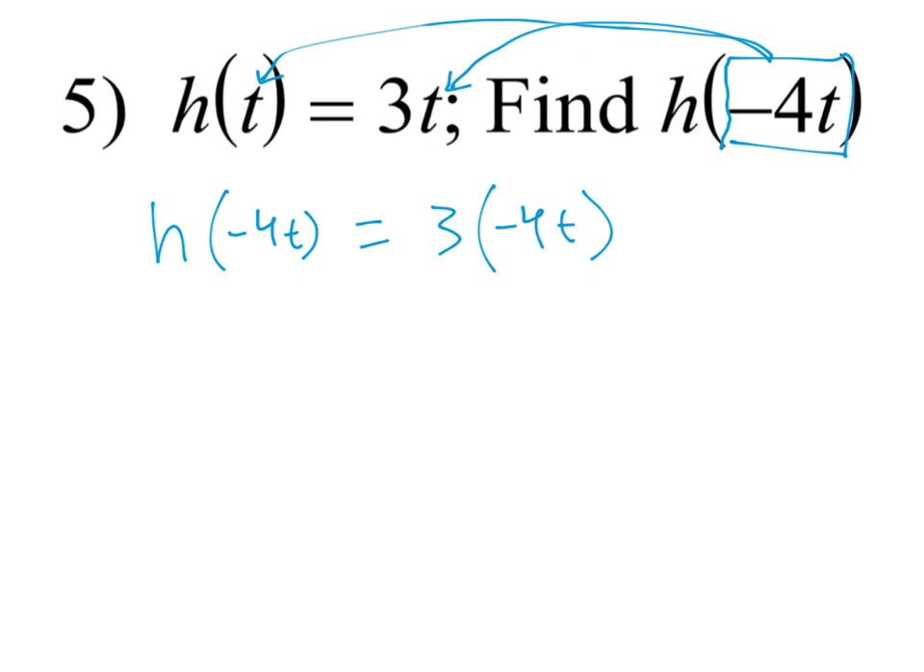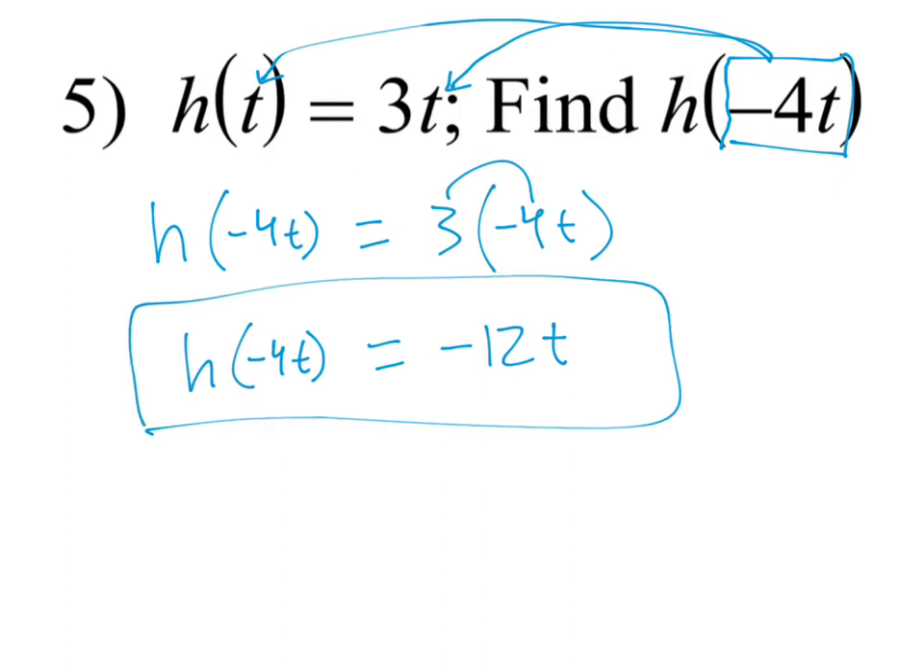And now we need to evaluate this. So h of -4t equals, well, if you have parentheses, the way you get rid of them is times by the thing in front. So we get 3 times -4 is -12, and the t stays t. And now we've reached this point. At this point, you might be wondering, what do we do now? And the answer is nothing. You're done. Good job. You did it. That's all you do. You simplify as much as you can, and that's it.